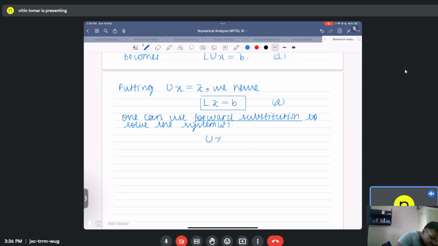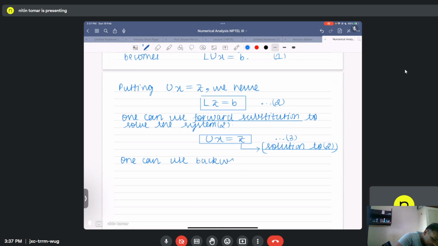Yes, sir. So see, you have this solution. Now z is known, right? We have solved this system too. z is equal to L inverse B, which is a solution to 2. So it is given now, correct? First you solve system number 2, then you will have one solution which we are calling z. So now in number 3, what is the unknown thing? Only x, right? Yes, sir. So can you use backward substitution now? Backward substitution, because there is an upper triangular matrix.